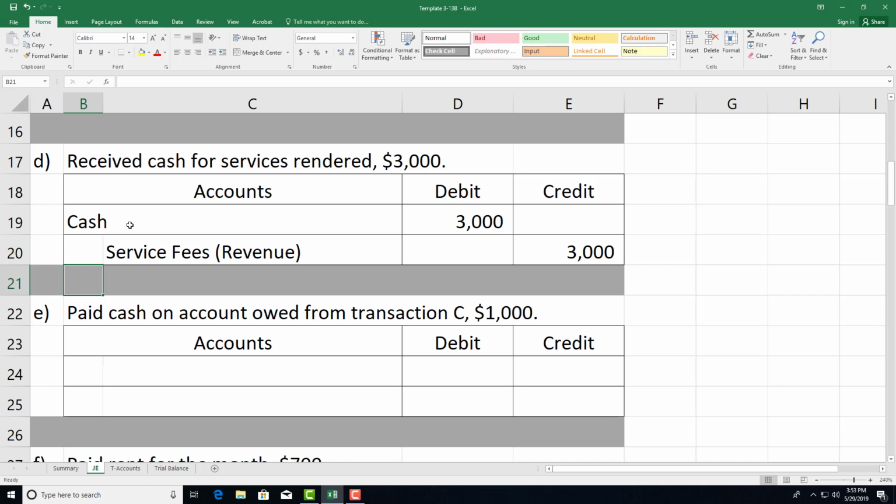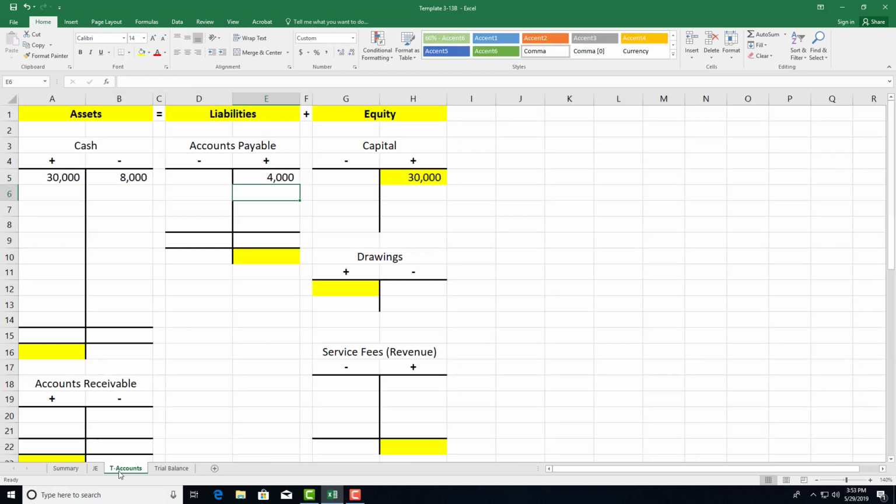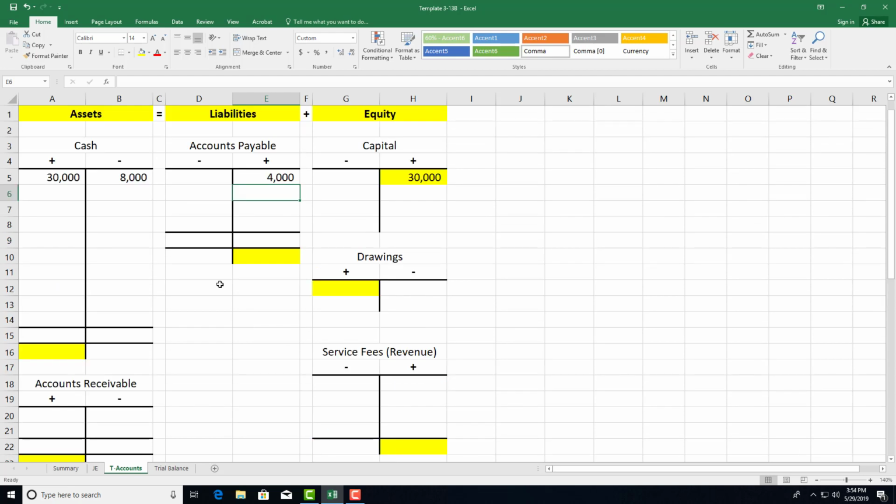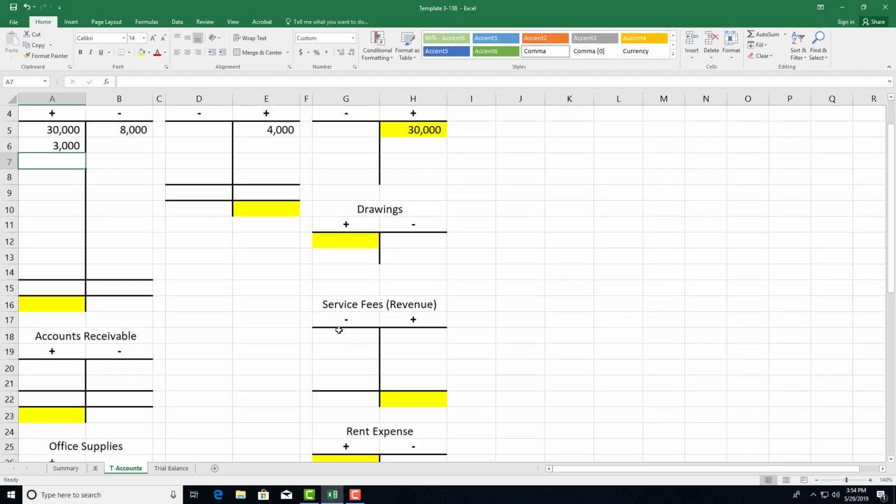A lot of times I just say the word revenue. I keep it very simple. Service fees is the particular revenue account title that this business is using. So the general account is revenue, but they're specifically calling it service fees. And so we have a debit to cash for $3,000 and a credit to revenue for $3,000.